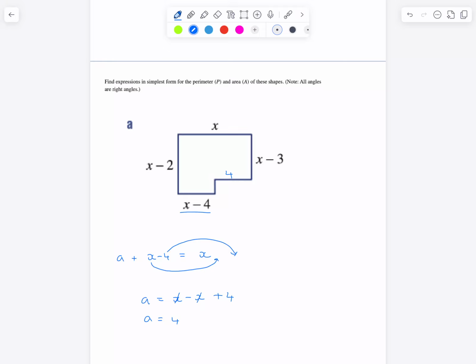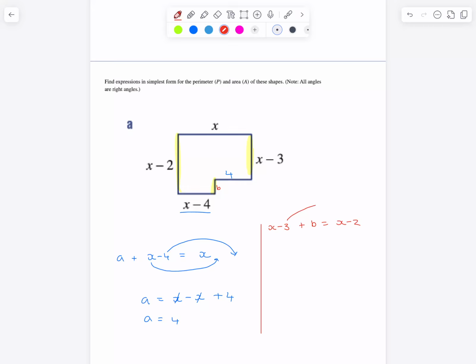Beautiful. And then we could do the same for the vertical side, because we know that this plus this has to equal that side. So again, let's write that out. Let's do that over here in a different color. So we'll call that B for now. So we're saying x minus 3 plus B has to equal x minus 2.